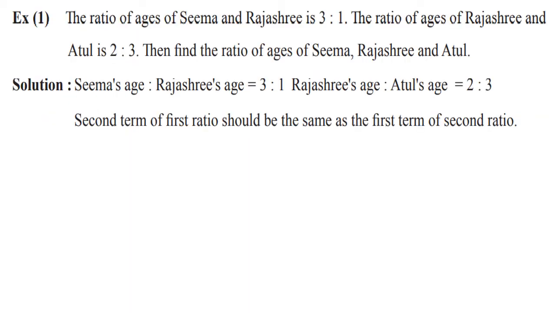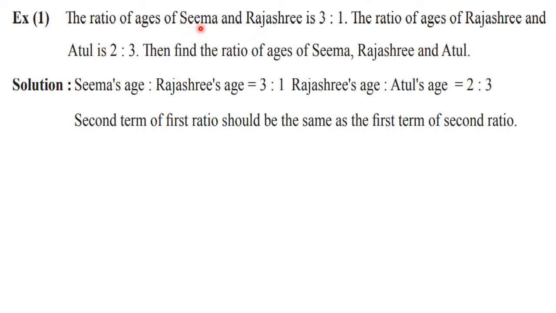Okay, so the solved example from the textbook, the very first example, is this. The ratio of ages of Seema and Rajeshri is 3 is to 1. The ratio of ages of Rajeshri and Atul is 2 is to 3. Then find the ratio of ages of Seema, Rajeshri and Atul. Okay. So here two different ratios are given.